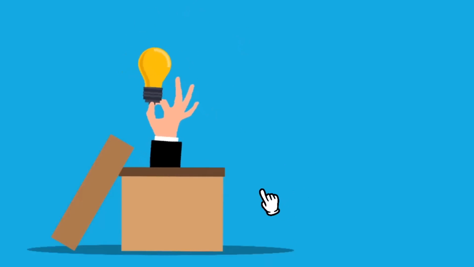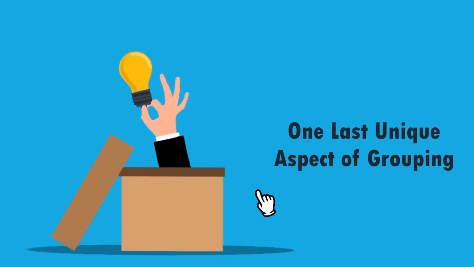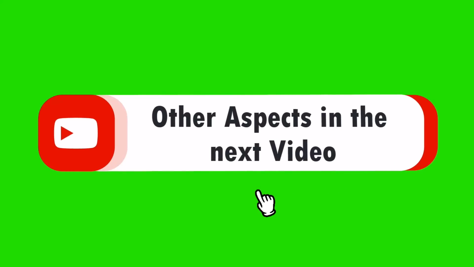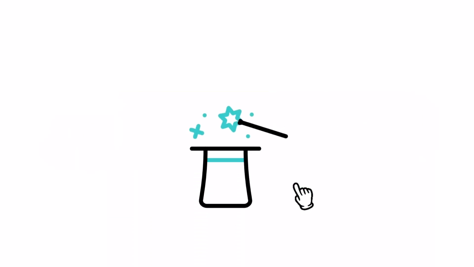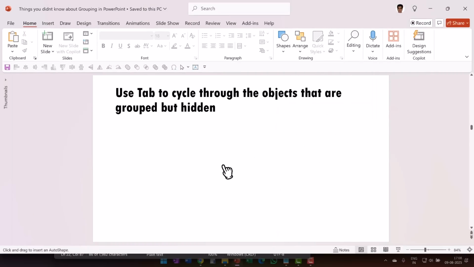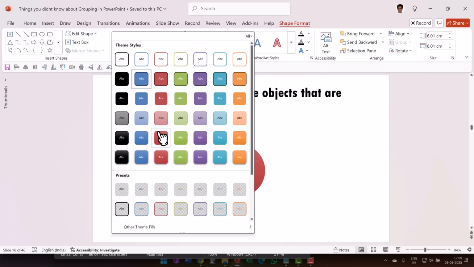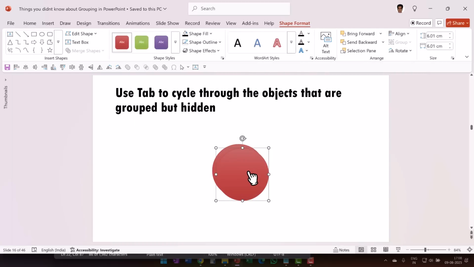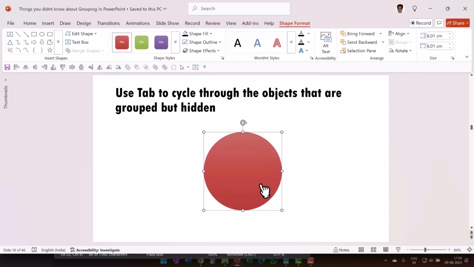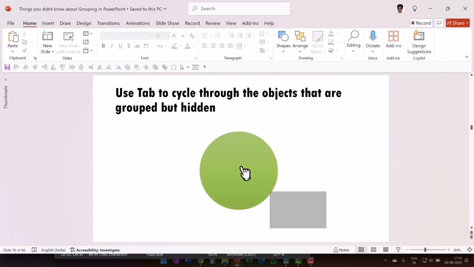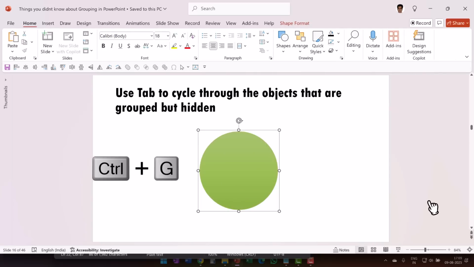Now let me close this video by talking about one more property of grouping. We will talk about the other aspects of grouping in the next video. This one is in fact a neat little trick that you need to know. Let me go to Shapes, select a circle, and let us have this in blue color. Let me press Ctrl D to create a duplicate, and I'm going to draw a larger circle like so, and let us have this in red color. Let me make another copy by pressing Ctrl D and have this even bigger and place this right on top of the previous one and have this as green color. Now I'm going to select all of these and press Ctrl G to group them.